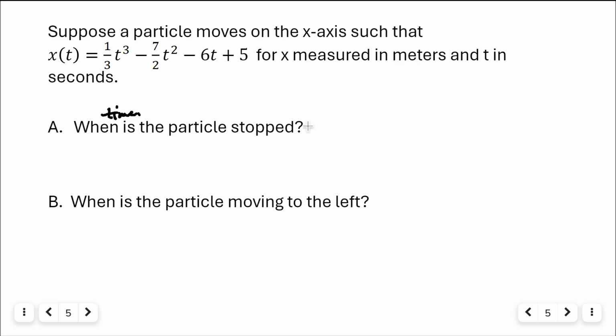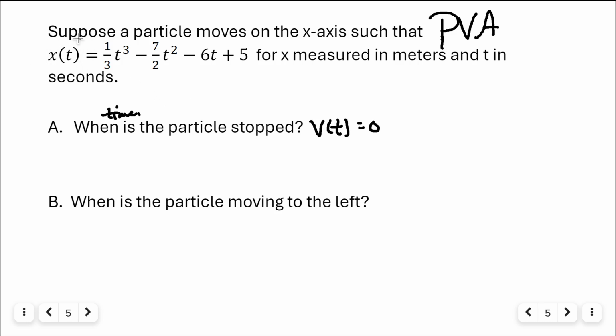So I would need to know where v of t, the velocity, is equal to 0. To figure that out, I need to find the velocity function. So this will help some of you to remember it. We're remembering this lesson as PVA: position, velocity, acceleration. Position is your first initial function. Velocity is its derivative, and the derivative of velocity is acceleration.